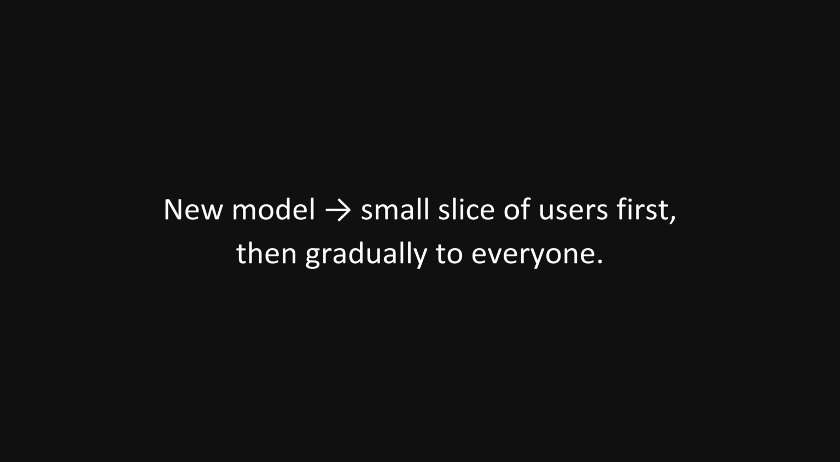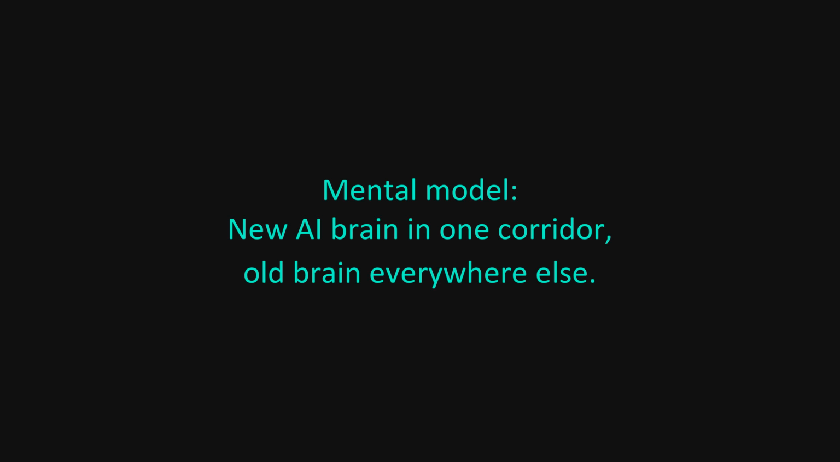Canary release in AI is a deployment strategy where a new model is first rolled out to a small, controlled slice of traffic or users before it is gradually expanded to everyone. A simple way to picture Canary release is like testing a new AI brain on just one corridor of your product, while the rest of the building still runs on the old brain. If that corridor stays stable, you slowly open more corridors to the new brain, watching metrics the whole time.